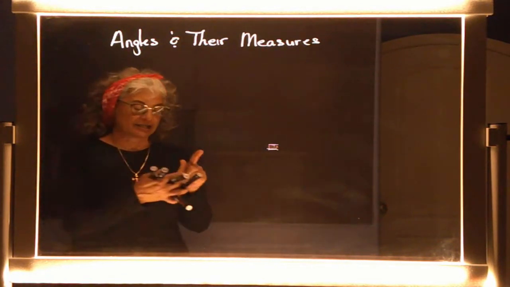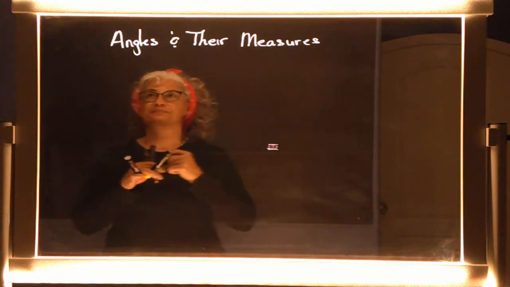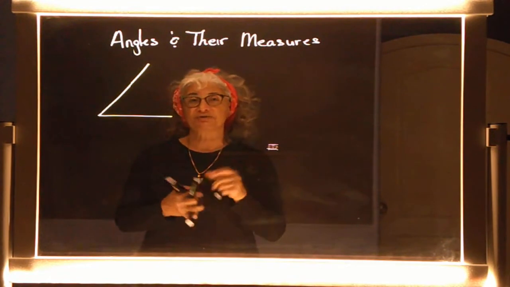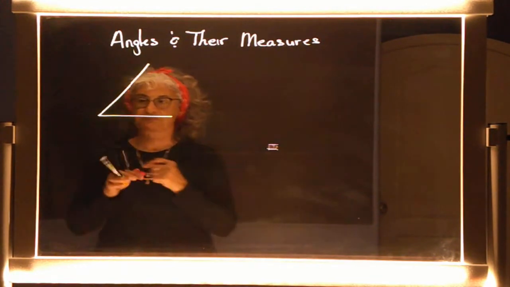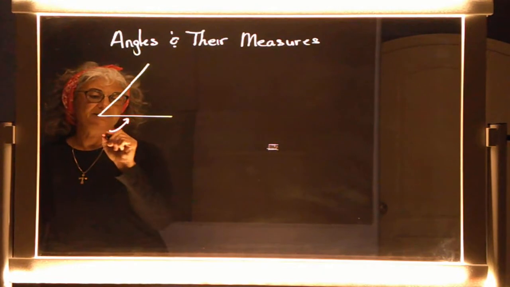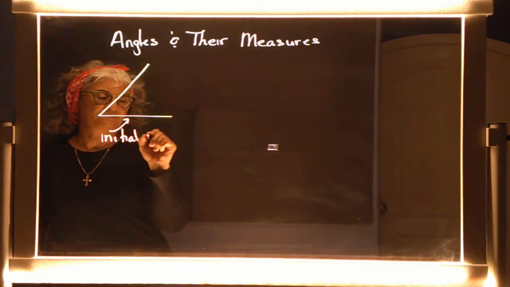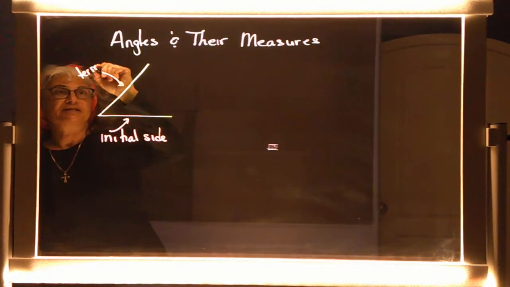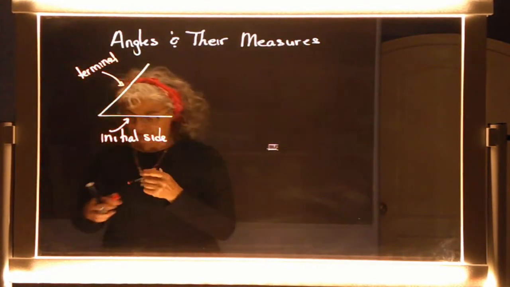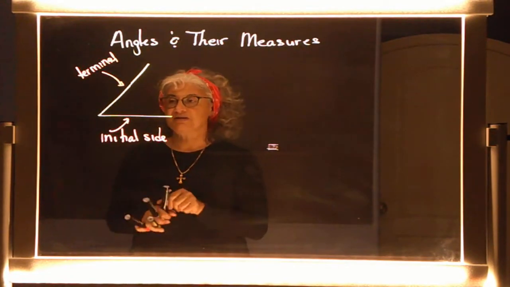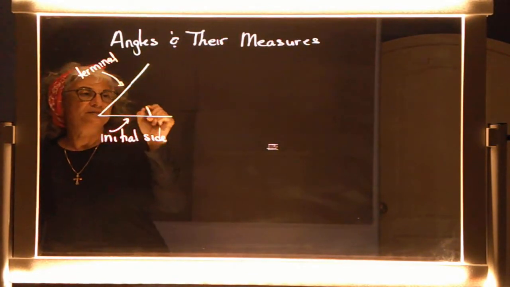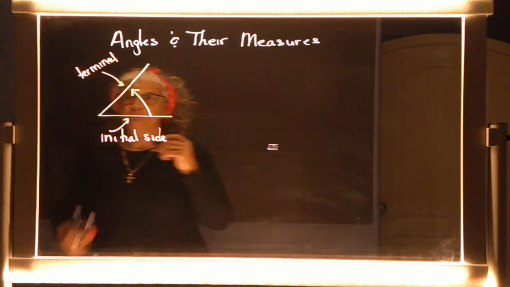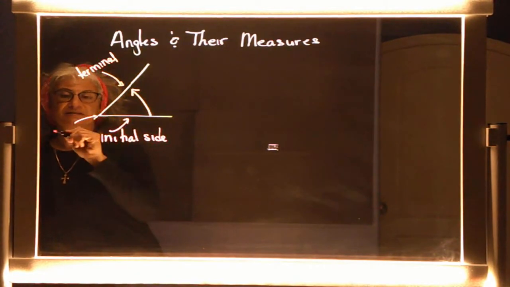Okay? All right. Now, clearly, here is our angle. Some of the verbiage that goes with it. This is known as the initial side of the angle. This is considered the terminal side of the angle. And what we're assuming then is the angle opens in this particular direction. One other item that we need to make certain we know is this is considered the vertex.